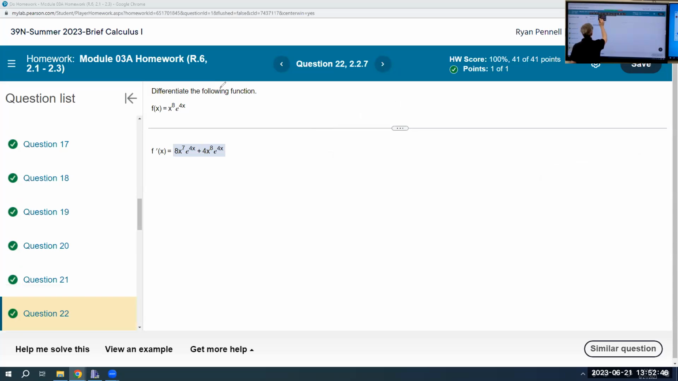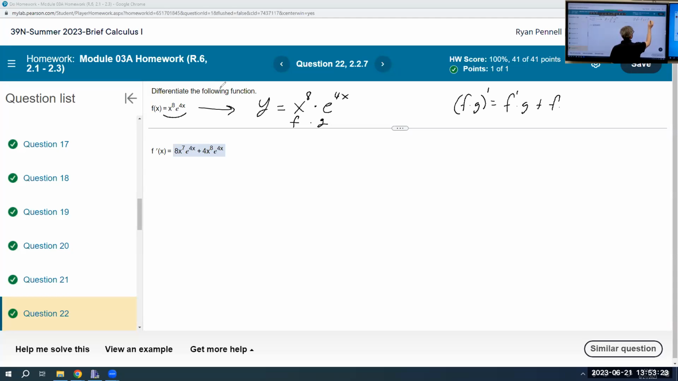Well, I say that, but then here we go. x to the 8th times e to the 4x looks like two functions being multiplied together. If you allow me, I'm going to call this y equals x to the 8th times e to the 4x. What if that was f? What if that was g? Do you remember our product rule? f times g is f prime times g plus f times g prime.